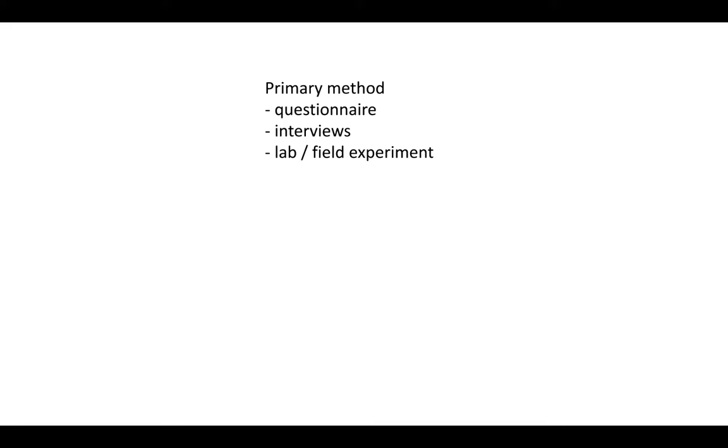Now, how does this work? Well, there is a primary method. The primary method is a questionnaire, interviews, could be a lab or field experiment. It might be data collection by a school, data collection by the police or the justice system. There's many different ways that data is collated and that primary method happens within society.